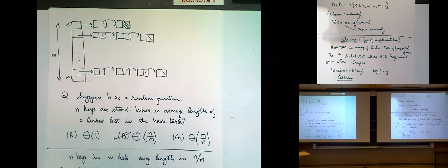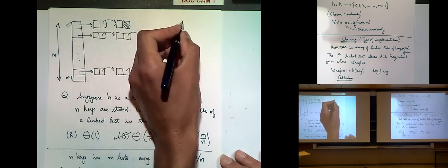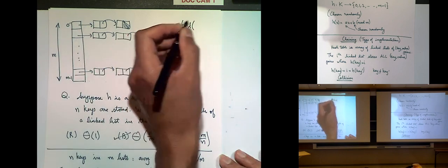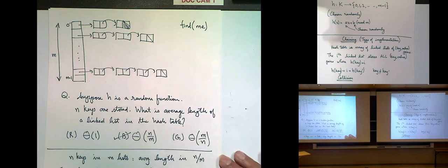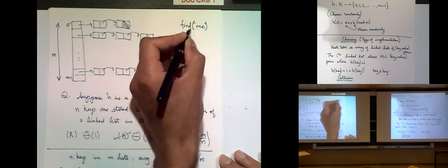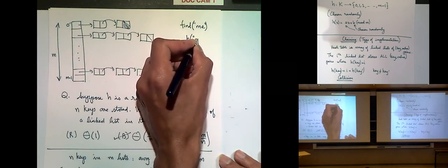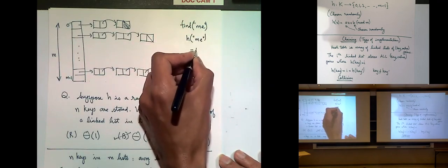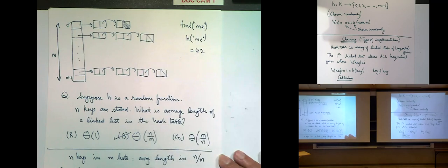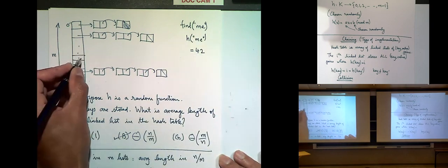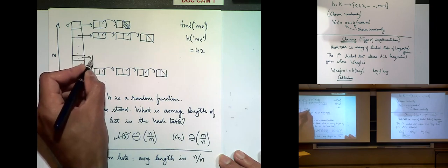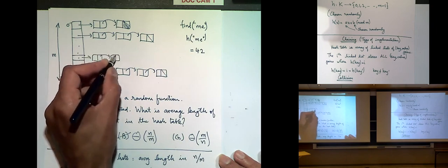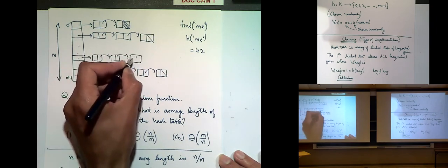So let's say you want to find something. Let's say I want to find the word me. There's a string me. So what I'll do is I'm going to compute the hash function on me, and this is going to give me some answer, 42. So I'm going to go to the 42nd linked list, and then I'm just going to go through the entire linked list as usual and check, is there anything that has me in it?